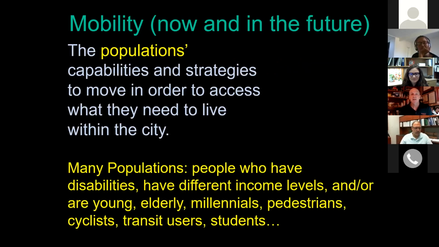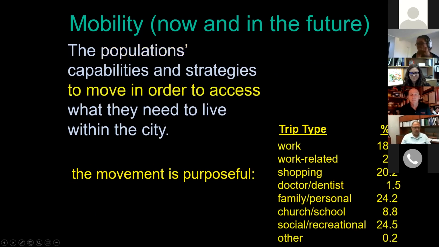Mobility is the population's, S apostrophe, the population's capabilities and strategies to move in order to access what we need to live. And populations means people with disabilities, people with different income levels, young, elderly, millennials, all these different user groups all have their own mobility needs. Next. And they move in order to access what they need to live. And that means movement is purposeful.